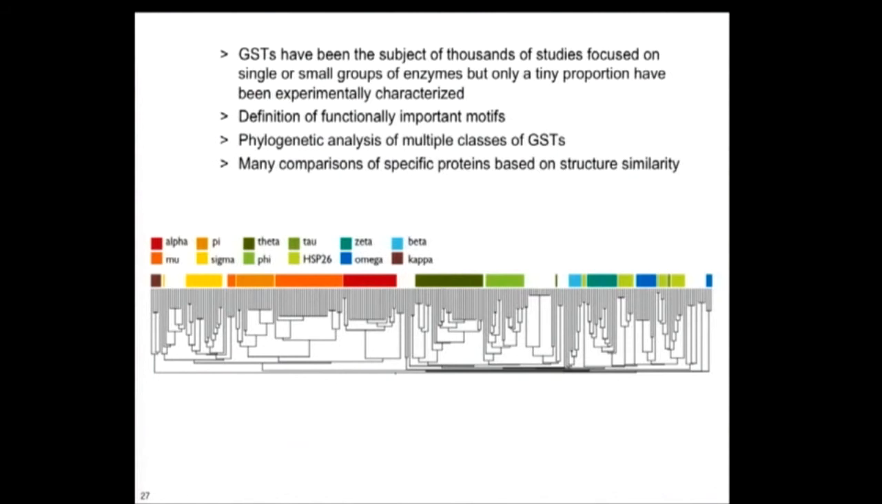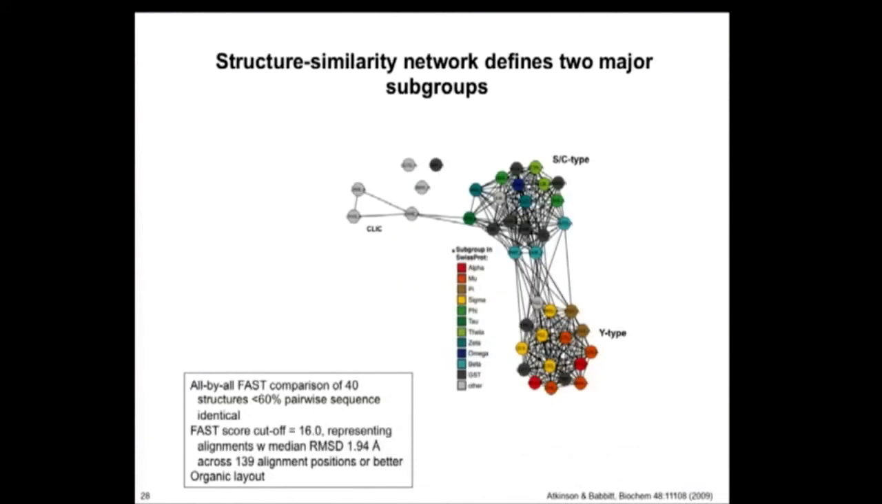This is a simple hierarchical clustering of the sequence data that we did as an initial step in the study. And then we generated a structure similarity network of about, I think, 160 structures. We just took a set of representative ones, and the FAST algorithm does pairwise comparisons, somewhat analogous to BLAST, but here comparing the fold. This is a highly statistically significant score, and it represents alignments with quite good similarity across the majority of the protein. These proteins are about 200 amino acids.